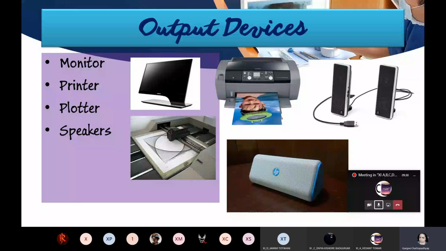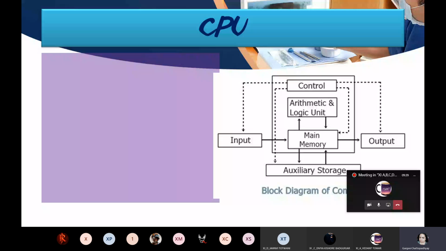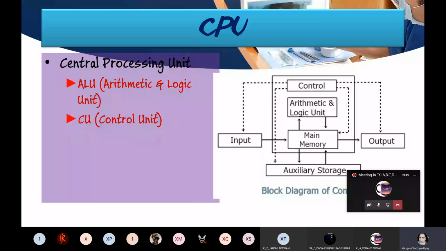Then next is the CPU. Now CPU is neither an input device nor an output device, students. It has three basic units: ALU, CU and MU, that is memory unit. So arithmetic and logic unit, what is the task of the arithmetic and logic unit? Who will give me the answer?